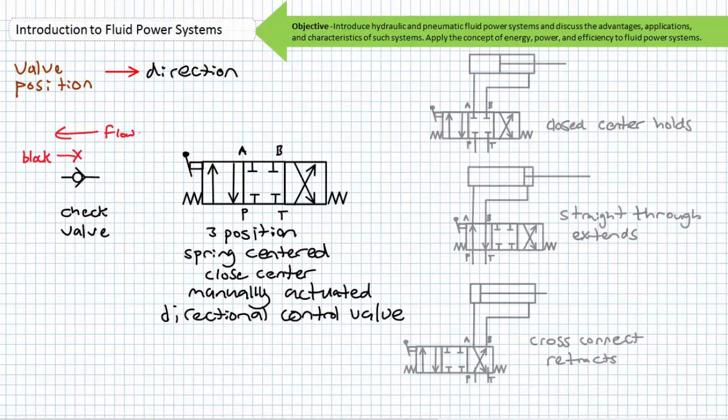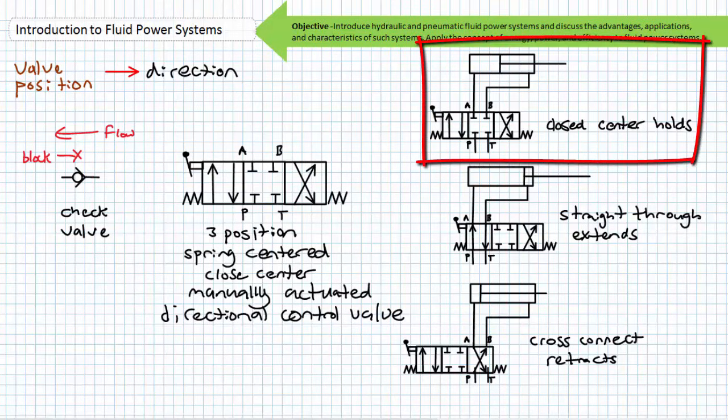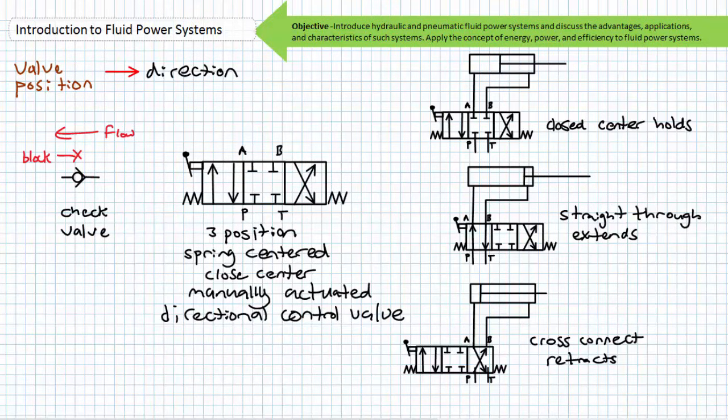As a preview of how a directional control valve operates, consider this three-position, spring-centered, manually actuated directional control valve with a closed center, a straight-through position, and a cross-connect position. When the valve is in the spring-centered, closed position, the hydraulic cylinder neither extends nor retracts. Given liquid is an incompressible medium, this position could be used to quasi-indefinitely hold a load in position.